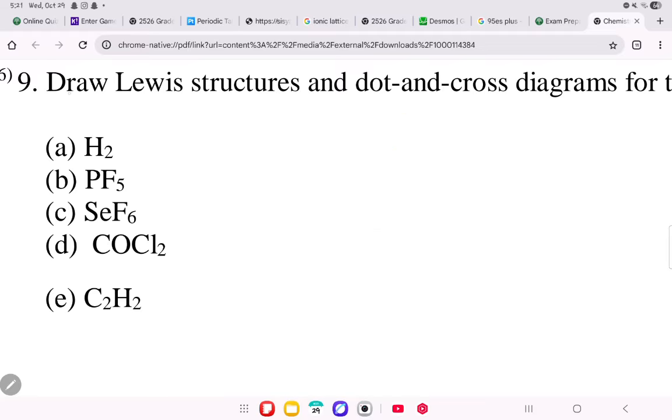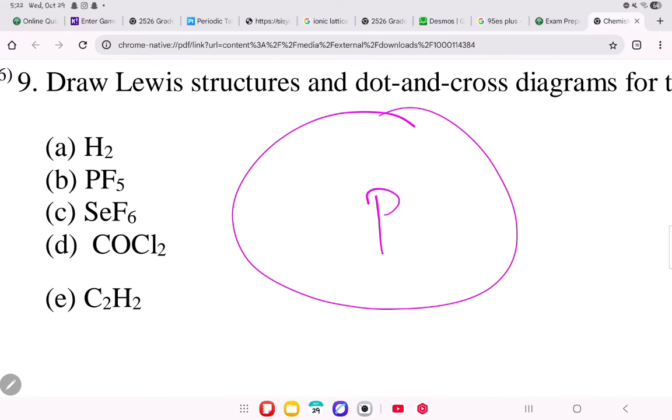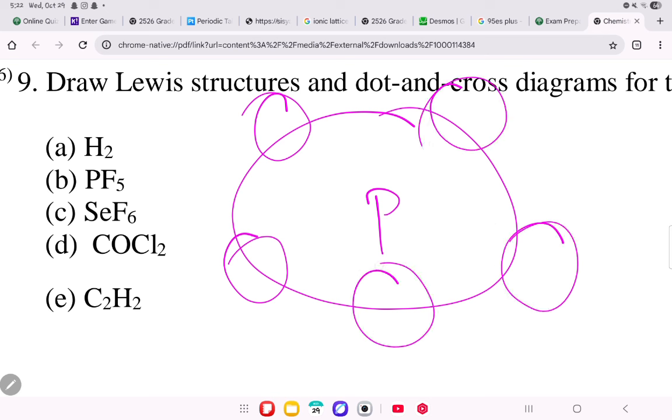For PF5, we have P, we said it's the central atom, so we're going to draw it a bit big. And we have 5 fluorine atoms, so 1, 2, 3, 4, and 5 fluorine atoms. So F here, F here, F here, F here, and F here.